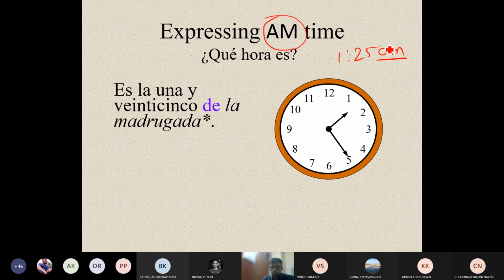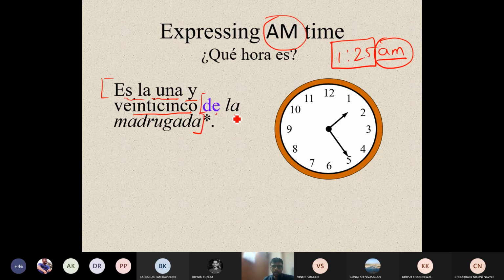What do we use for AM? Let us see. The first part, which is just 1:25, all of you already know that. I have discussed it previously. The hour is 1, so it is es la una. Then the number of minutes is 25, so you will use y veinticinco. Now for the AM part, the expression is de la madrugada.